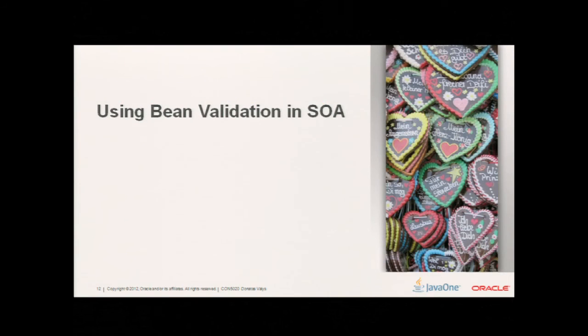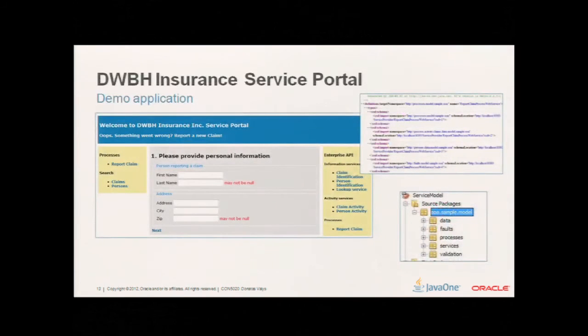So how can bean validation help to implement business constraints in this context of SOA and common data model? To better show concepts for the session, there's a demo provided. I provide a download link at the end of the session where you can download a sample application.